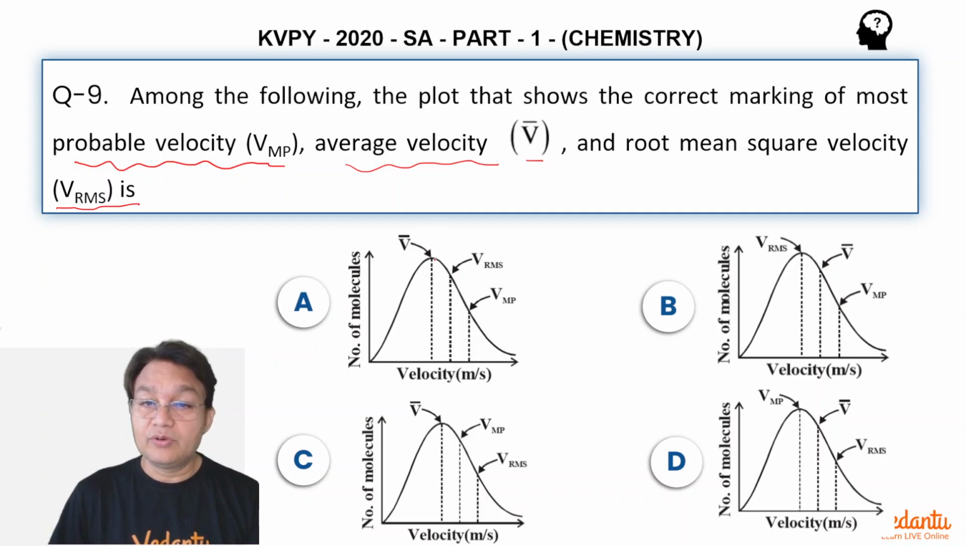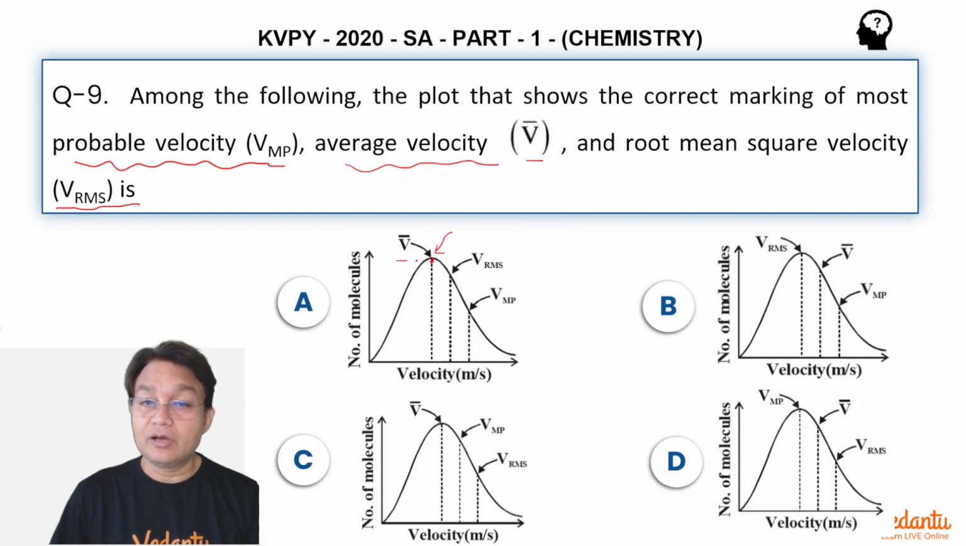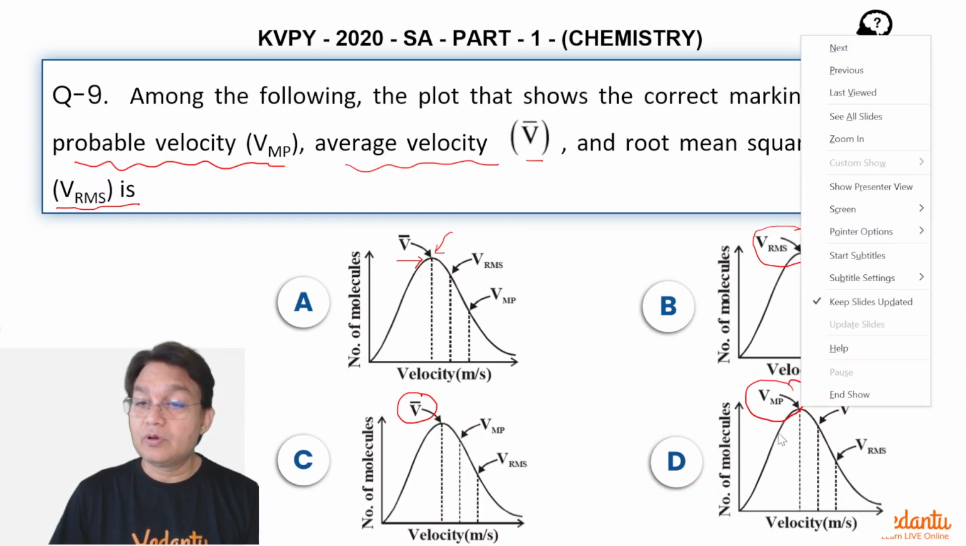Here V average is shown to be this one. That's absurd because that's not V average. That is of course the most probable velocity, because the tip of this is representing the most probable velocity. So option A is of course wrong. In options B and C also, we can see that it is marked as the average velocity. That is obviously wrong. And in option B, this is marked as VRMS, so this is obviously wrong. Then we are left with only one option, because this is indeed the most probable velocity.